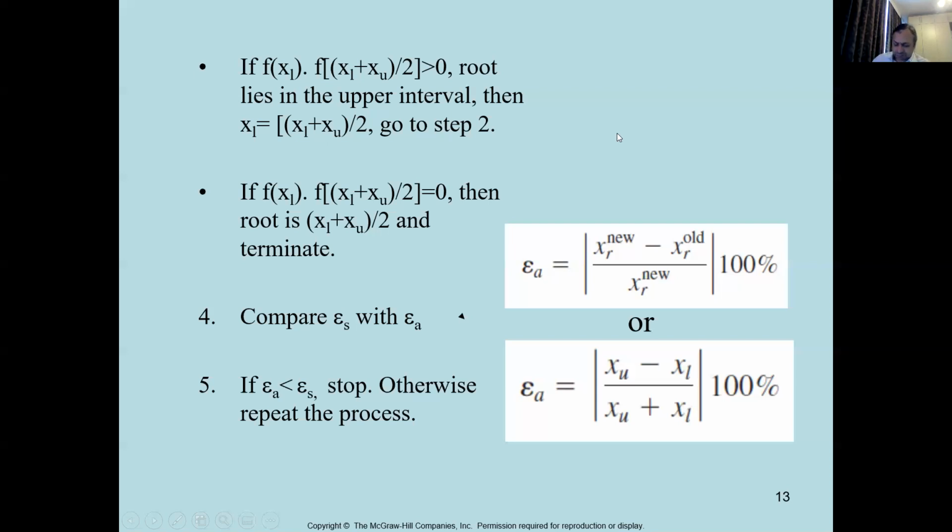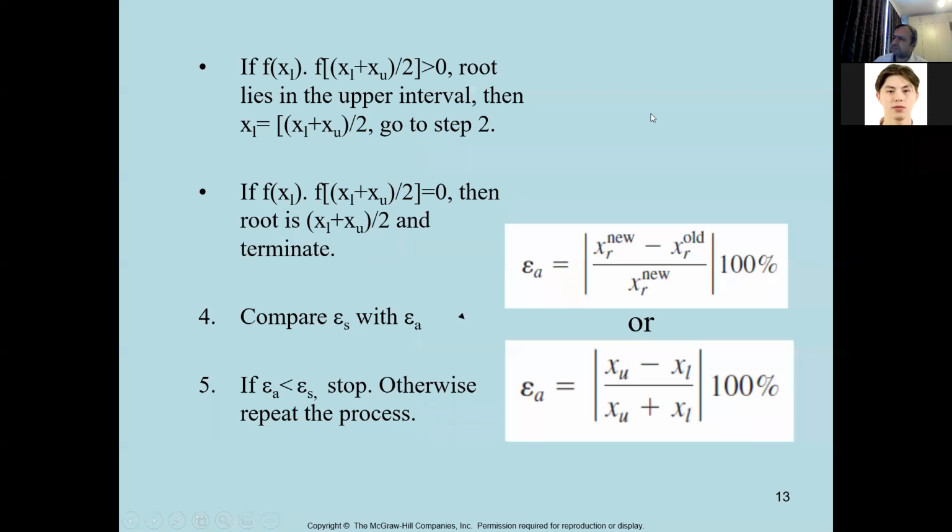So epsilon s is equal to 0.5 times 10 to the power 2 minus n, where n is the number of significant digits for which we need the accurate answer. Any explanation needed up to now? Do you have any questions?